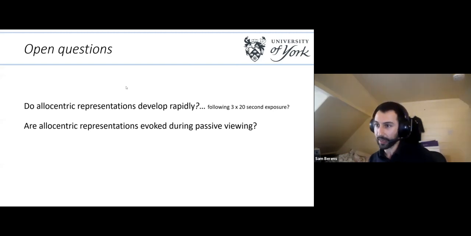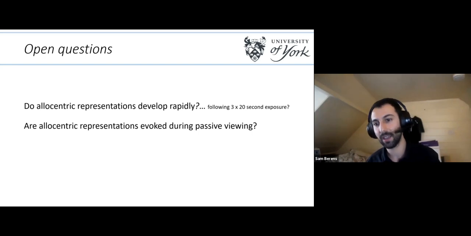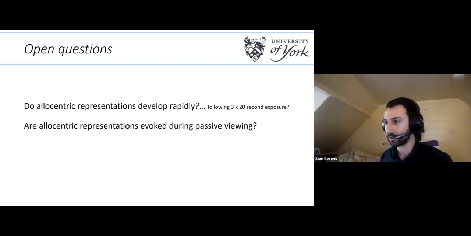Do allocentric representations develop rapidly, or do they require extensive training? And here we define rapidly as like 60 seconds of exposure. So I'll show you the stimuli in a second, but they were shown videos that panned across the locations that they learned in 20 seconds, and they saw that 3 times, so 60 seconds of exposure for each environment. Also, are these allocentric representations evoked during passive viewing, or do they require some sort of explicit spatial task in order to be seen in humans? So those were our 2 main research questions of the study.